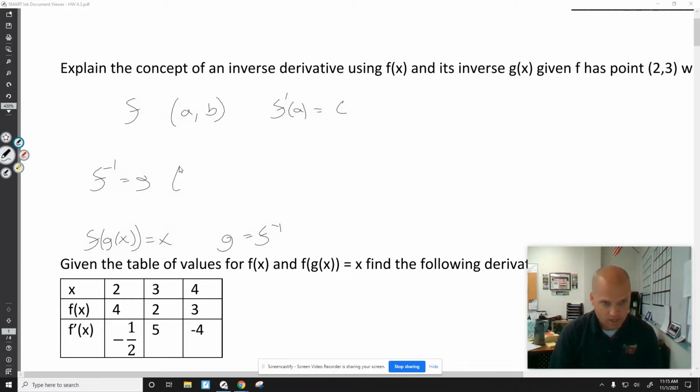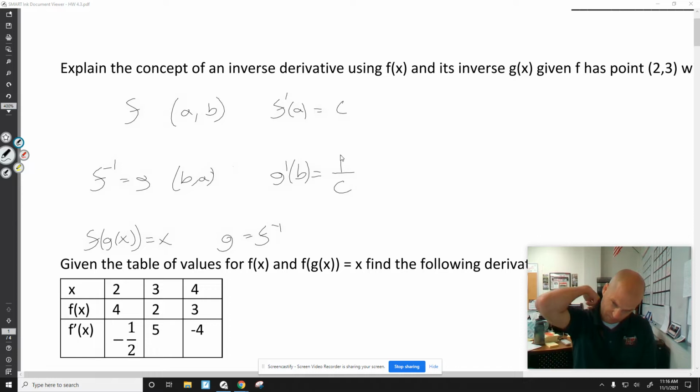To be an inverse, g has to have the flip-flop point. f takes a to b, and g has to take b back to a, so that g of b equals a and f of a equals b, so that f of g of x equals x. So points have to get flip-flopped. And then we noticed our intuitions were correct. The slopes end up being flip-flopped.